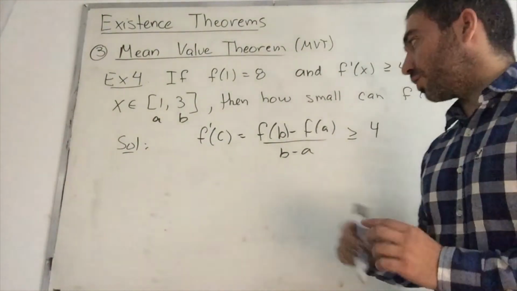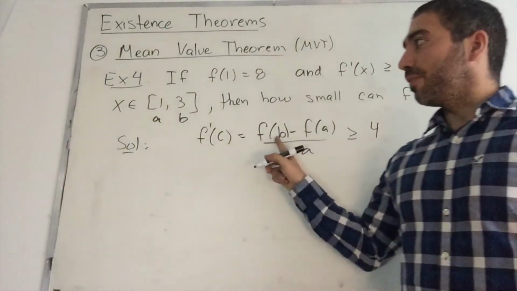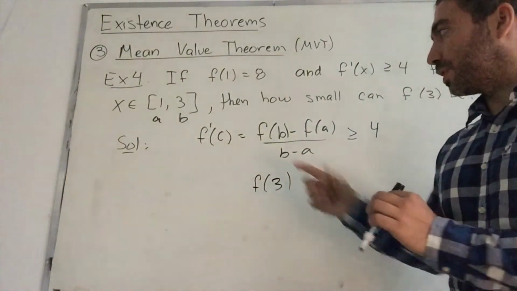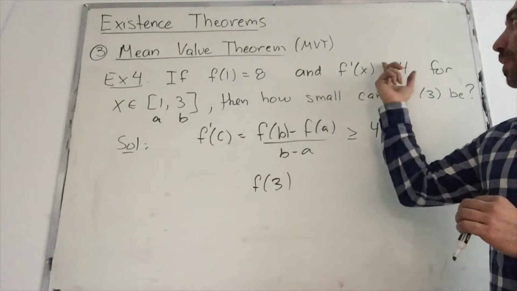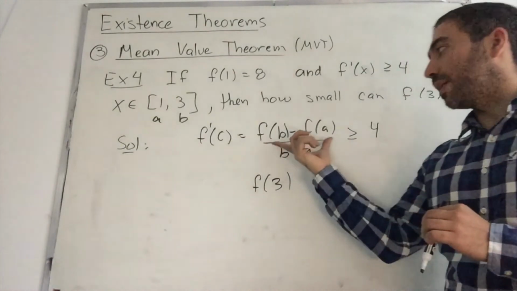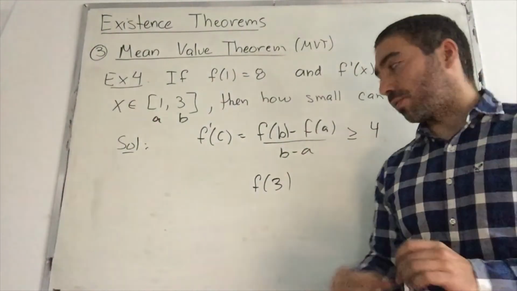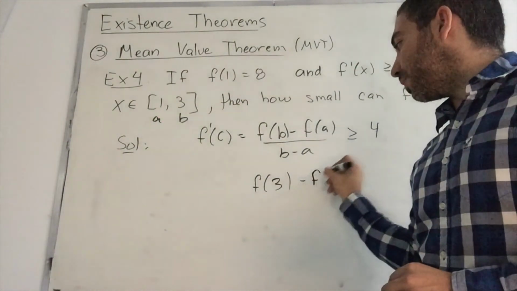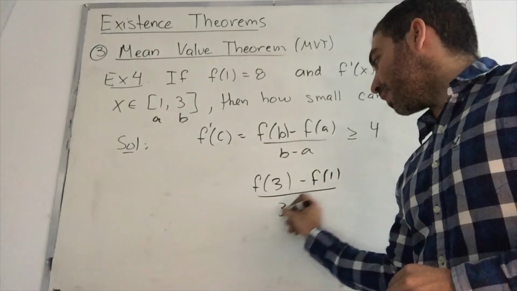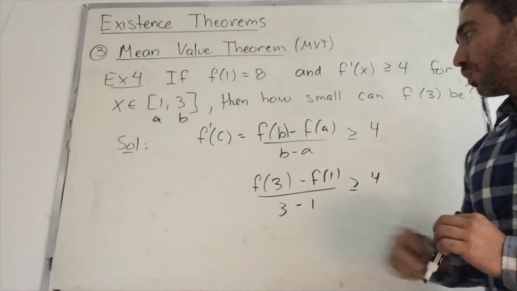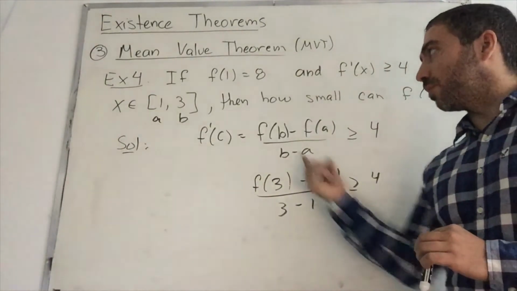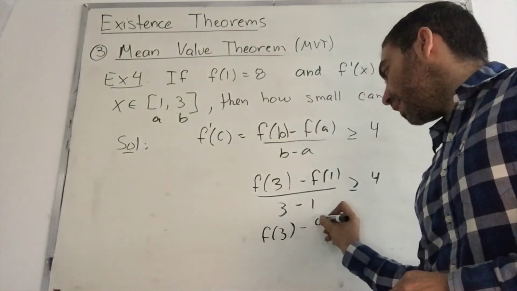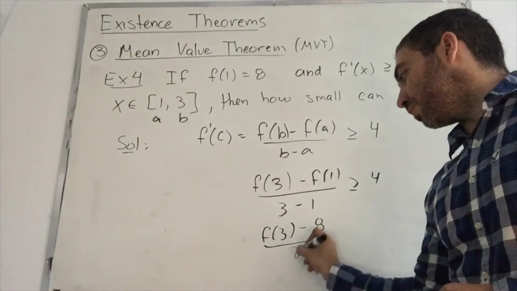So let's go ahead and solve for f of 3. f of b is really just f of 3. It's important to understand that if the derivative is equal to this, then this thing has to be greater than or equal to 4. That's the argument that we're making. f of b, b is replaced with 3, a is replaced with 1: f of 3 minus f of 1 over 3 minus 1, and this thing is greater than or equal to 4. So we're looking for f of 3, and we know f of 1 is equal to 8. So we have f of 3 minus 8 divided by 3 minus 1, which is 2, is greater than or equal to 4.